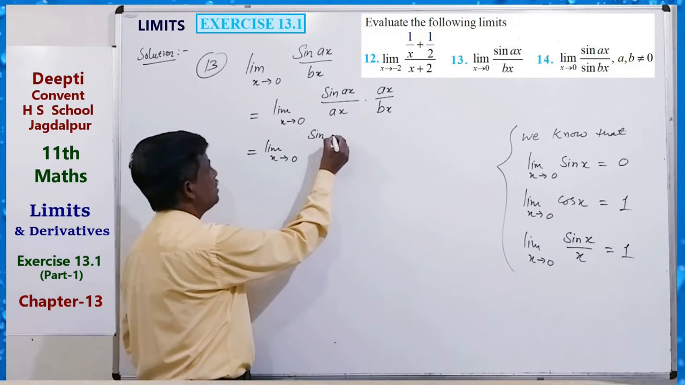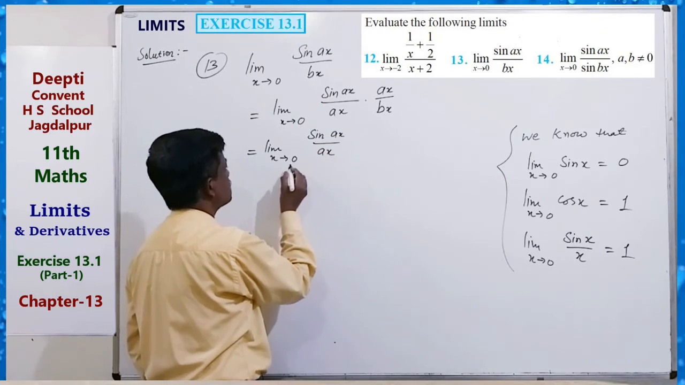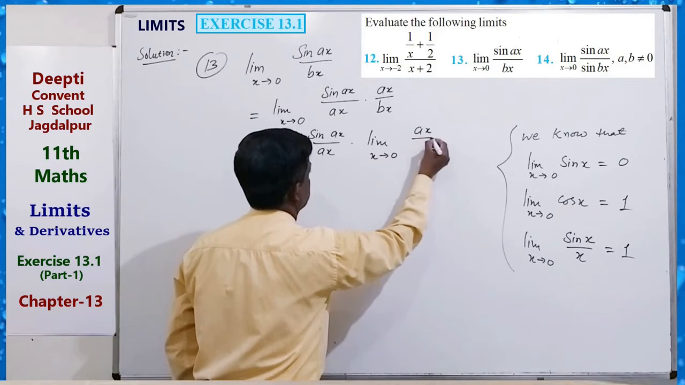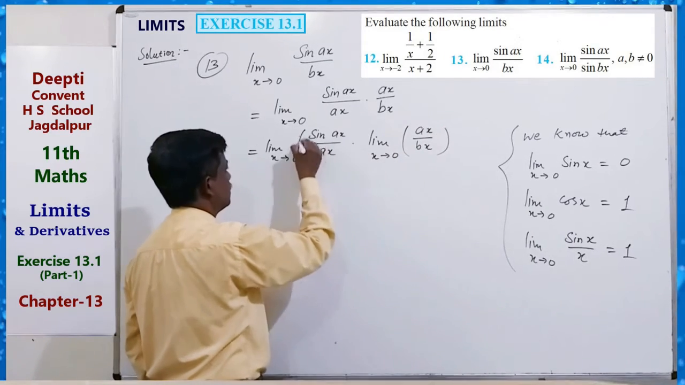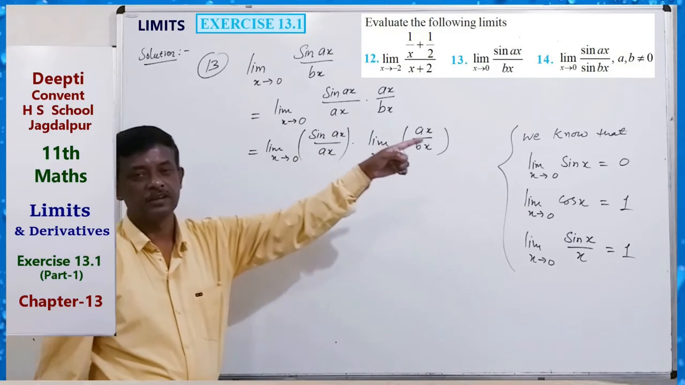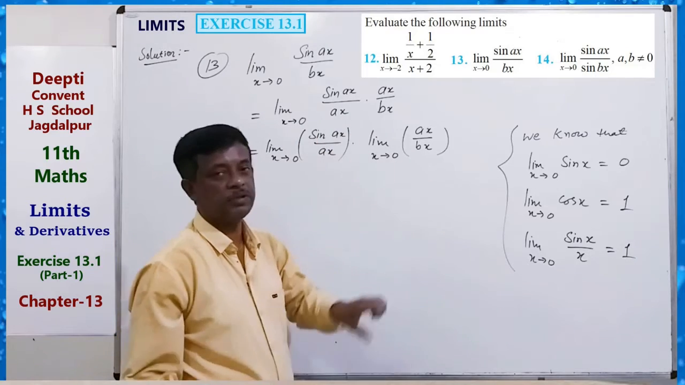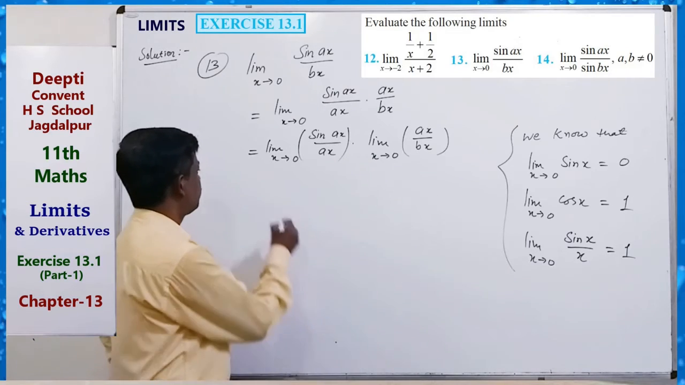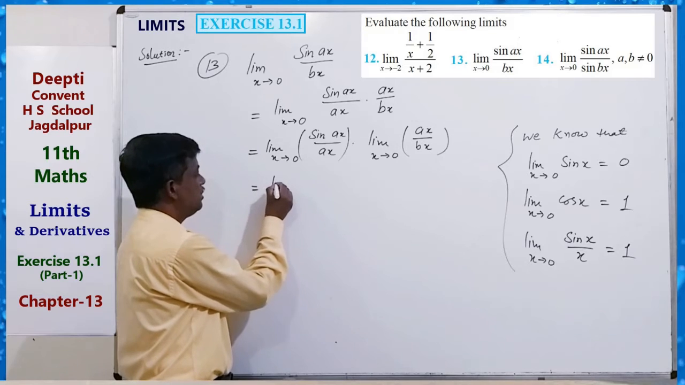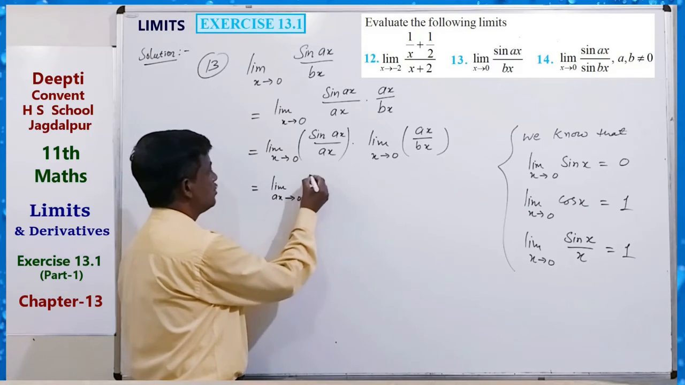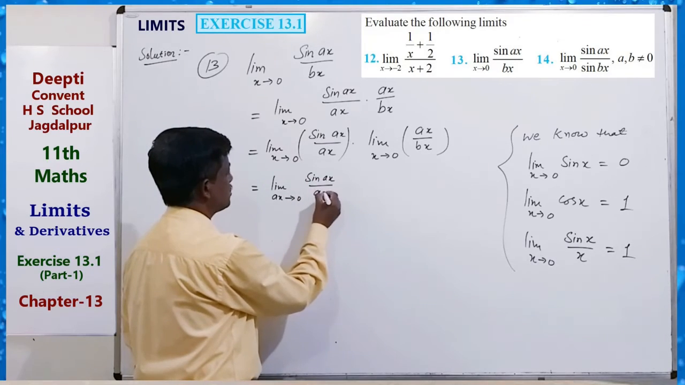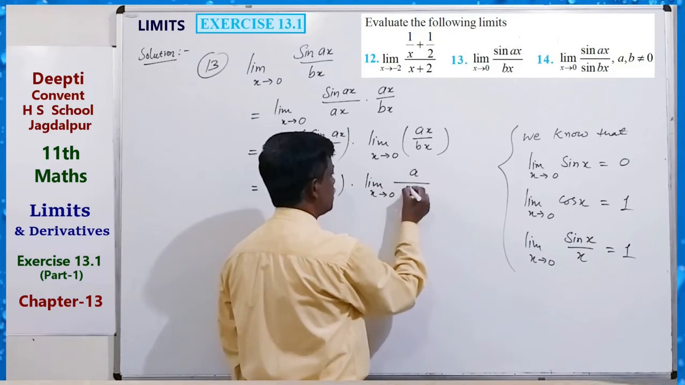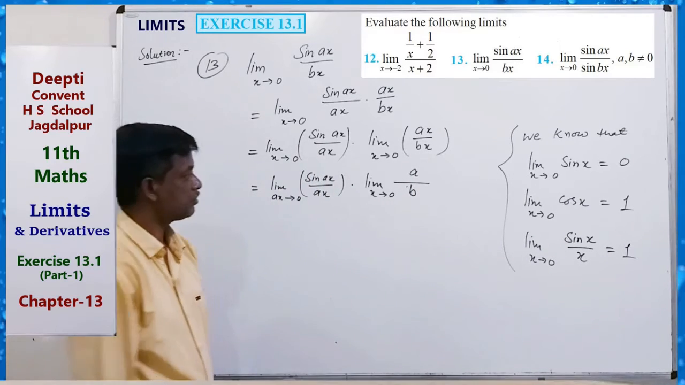So sin ax by ax into limit x tending to 0 of ax by bx. This limit can be separately written as a multiplication, distributed as a product. Now limit ax tending to 0 of sin ax upon ax, and since x is not 0, we can write a by b, the x cancels. Clear?